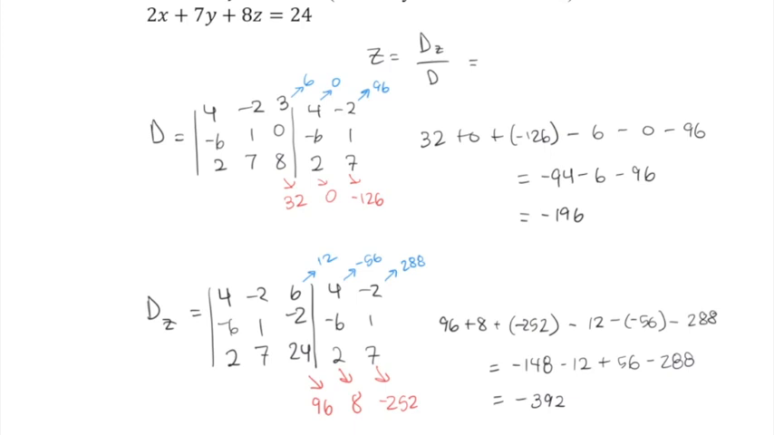And then we have the determinant d sub z was -392. Determinant d was -196. So dividing those two, we get z is equal to 2.